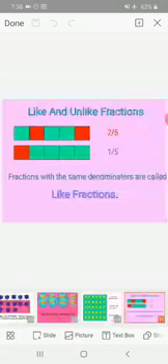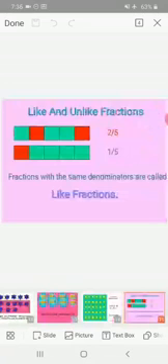Now we will see types of fraction, like fraction and unlike fraction. So first we should know what is like and unlike. Like means when the denominators of two or many fractions are same, it is called like fraction, and if denominators are different, that is called unlike fraction.